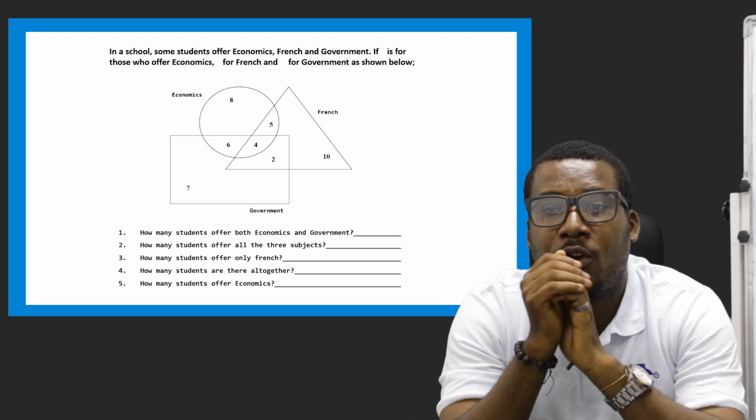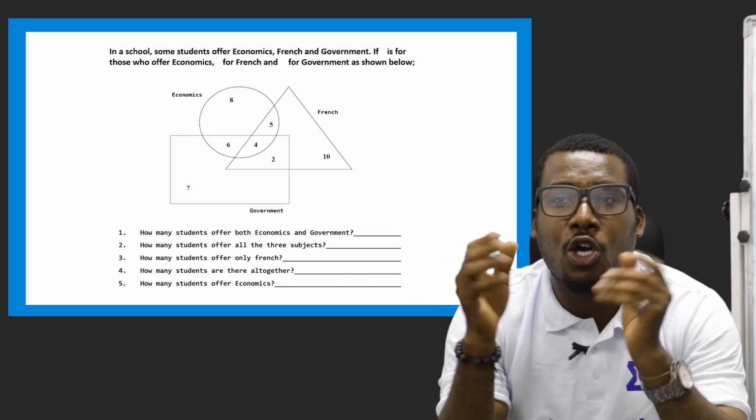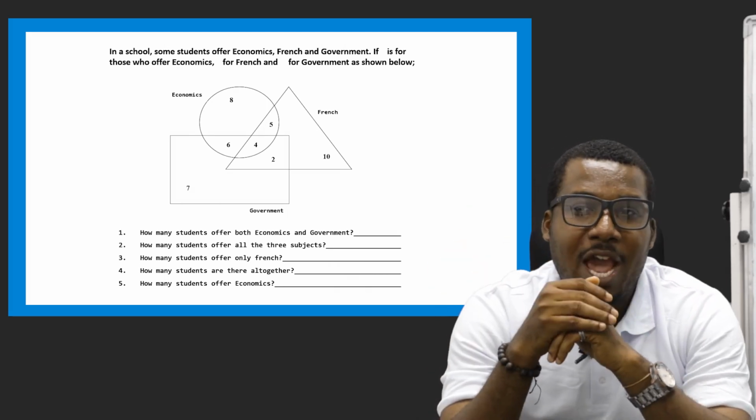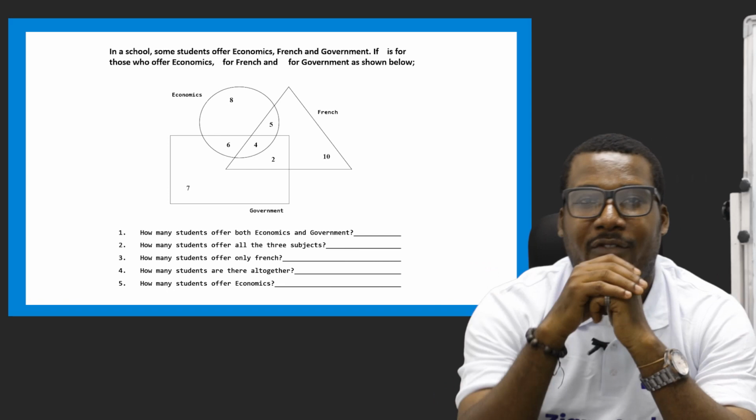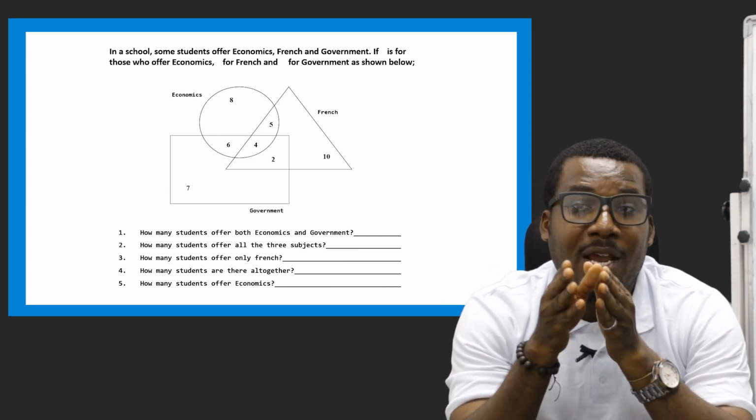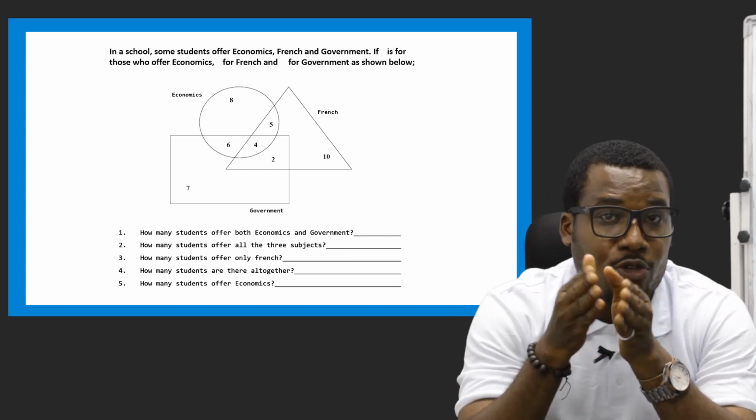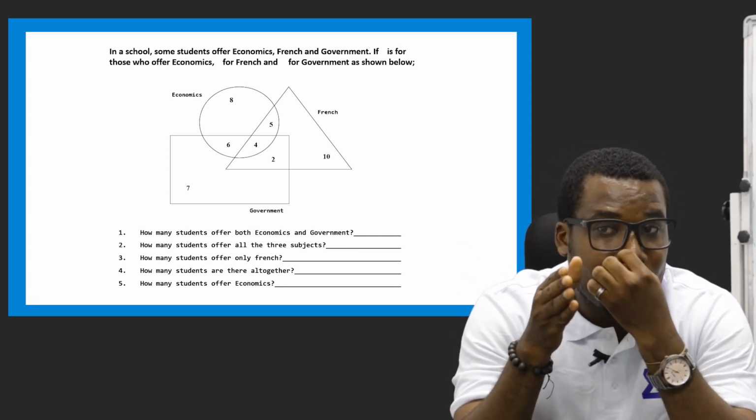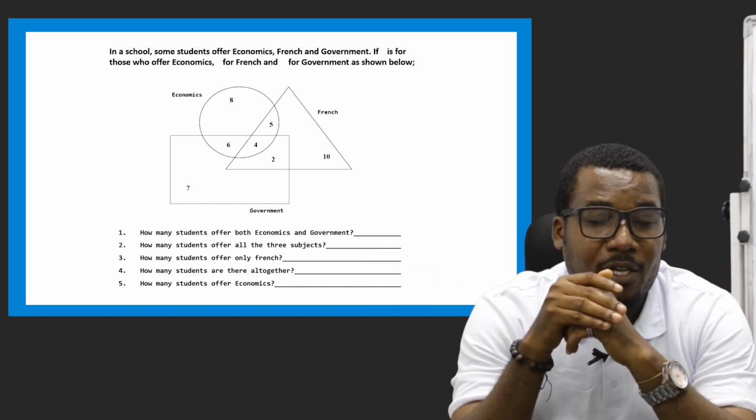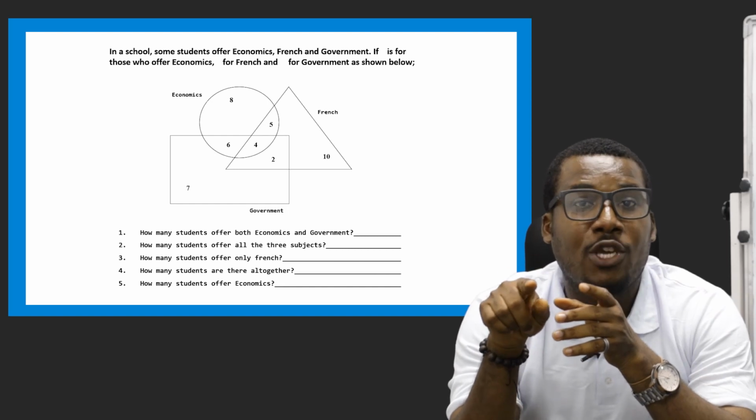Number four question, they ask, how many students are there altogether? What they are asking you here is the total number of everybody. What you might have made a mistake on, when they ask how many students offer all 3 subjects, is this: when you go to put everybody there, you need the sum total of everybody. Now, this number 4 is where you do that.